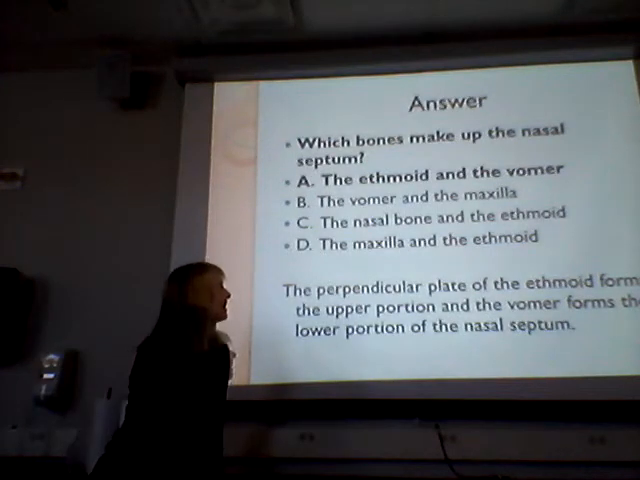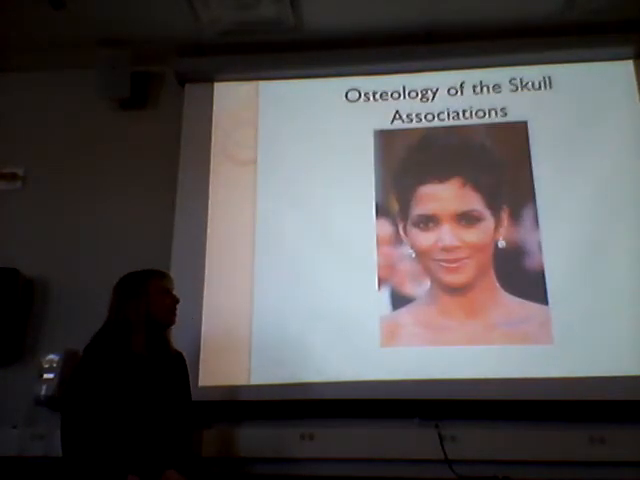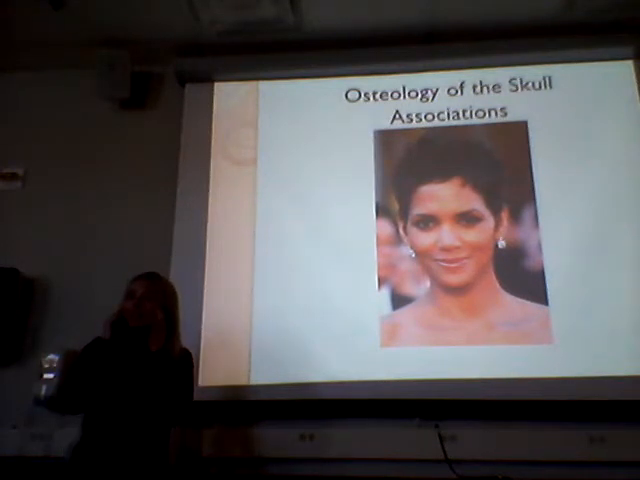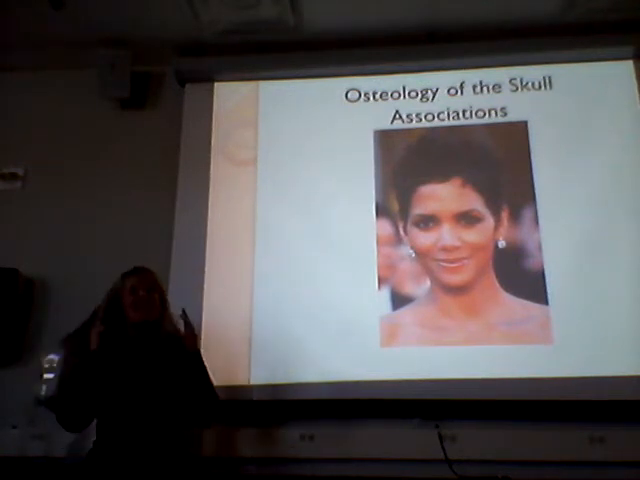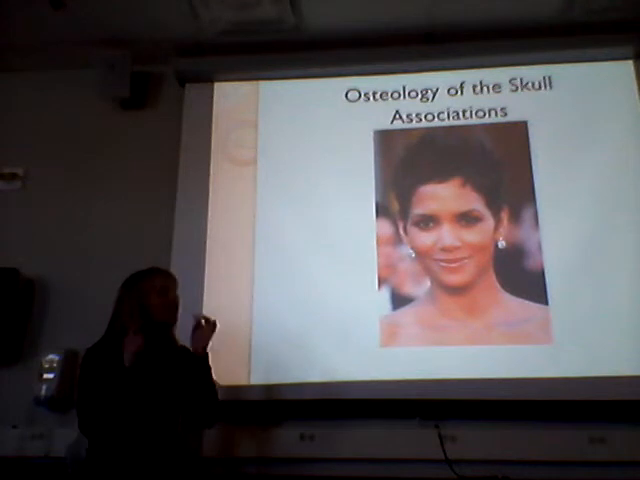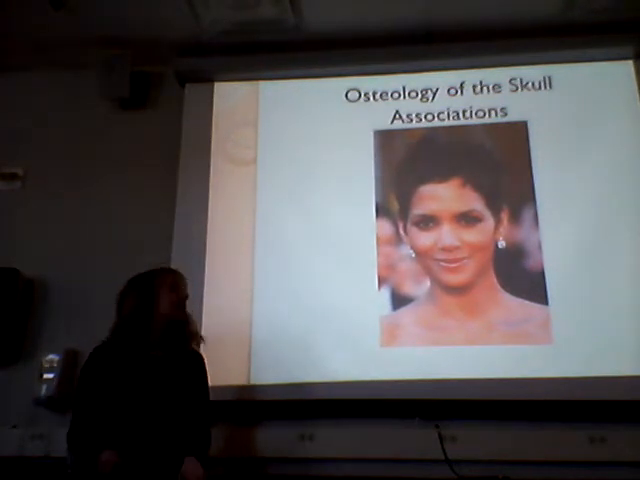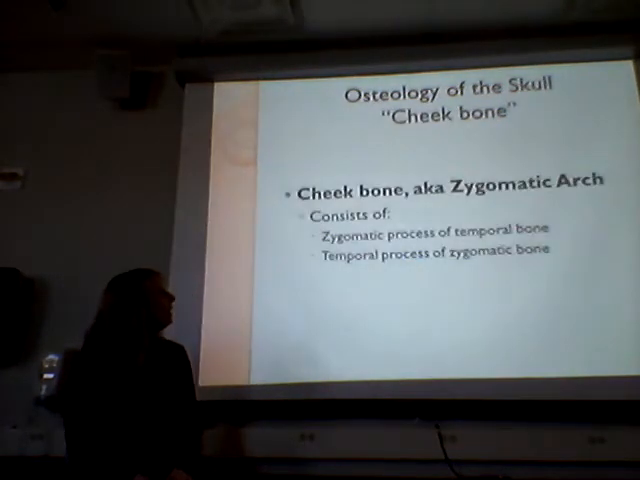All right, let's get to the next slide. Okay, Halle Berry. She's very beautiful, and she's got tons of nice features, but the one I want to focus on is the cheekbone. What did we say the cheekbone was made of? The zygomatic process of the temporal bone and the temporal process of the zygomatic bone. Right. Together those are called the zygomatic arch. If you go to the next slide, you'll see cheekbone, zygomatic arch, zygomatic process of temporal bone, temporal process of zygomatic bone. Great.